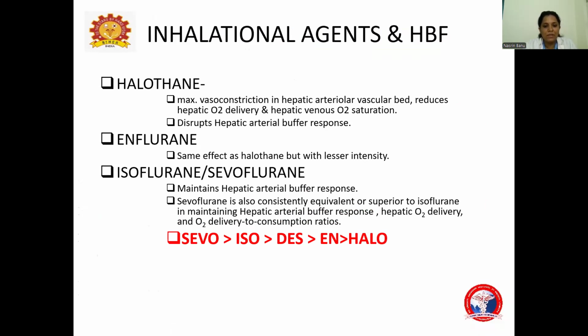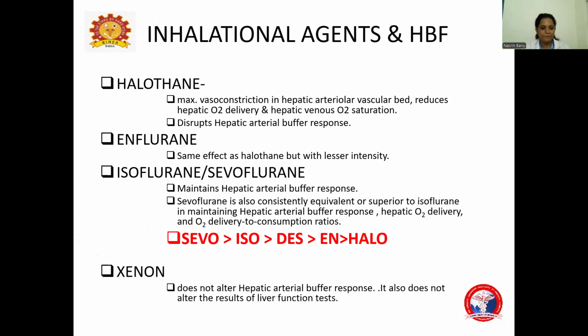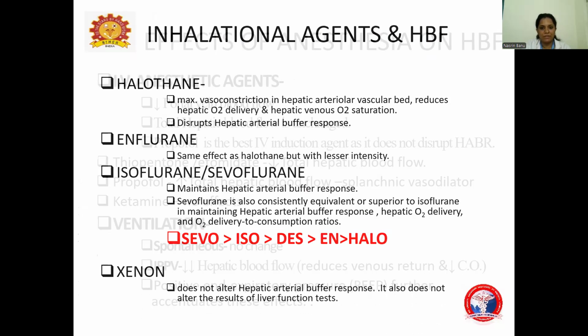Sevoflurane is also consistently equivalent or superior to isoflurane in maintaining the hepatic arterial buffer response, hepatic O2 delivery, and O2 delivery to consumption ratios. So, in a case of liver disease, sevo is better than iso, better than desflurane, better than enflurane, better than halothane. Xenon does not alter the hepatic arterial buffer response. It also does not alter the results of the liver function tests.